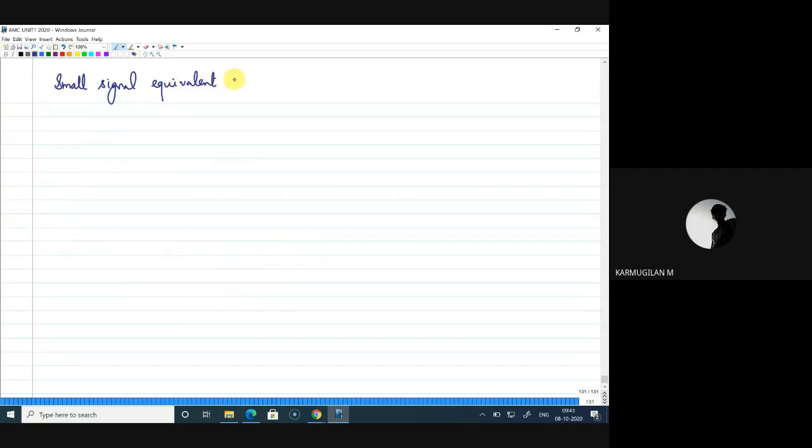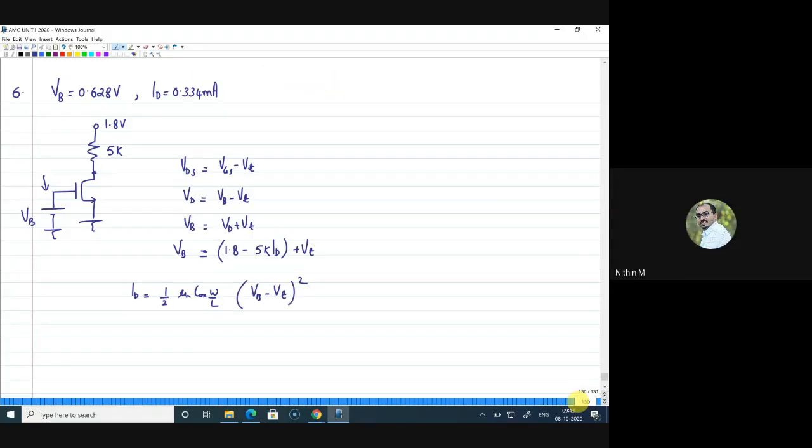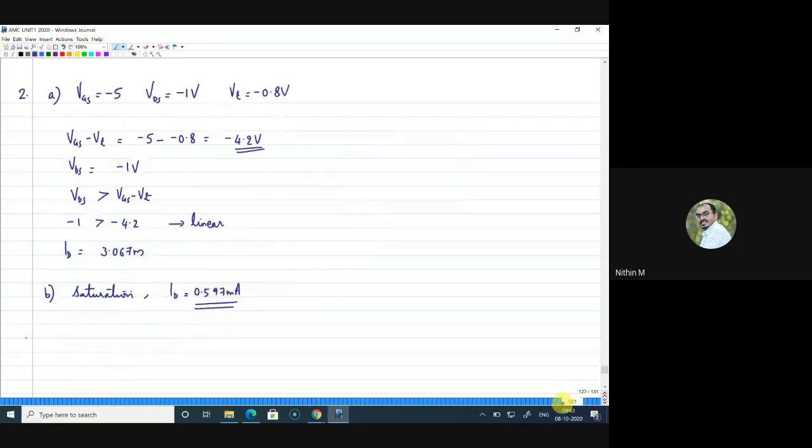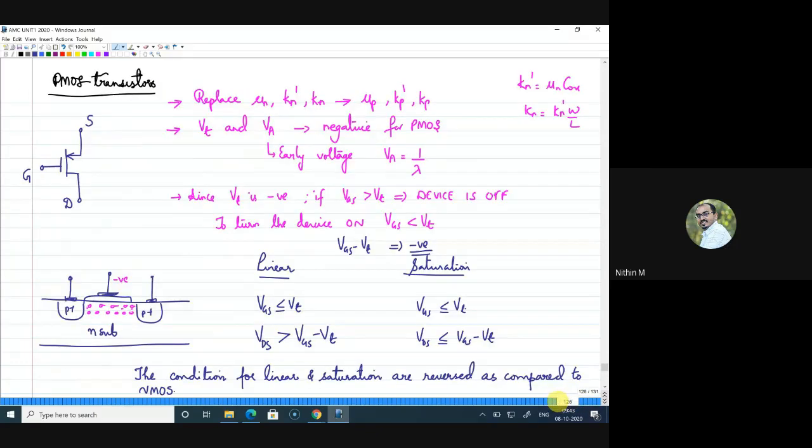Sir? Yes. What is the direction of flow of current in PMOS, like the drain current? Yeah. Sorry, I did not mention that. You can see the arrow mark, right? So the current direction is this. It is from source to drain. Okay, yeah.